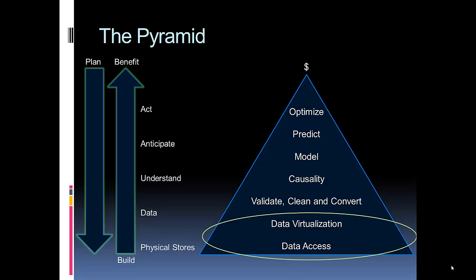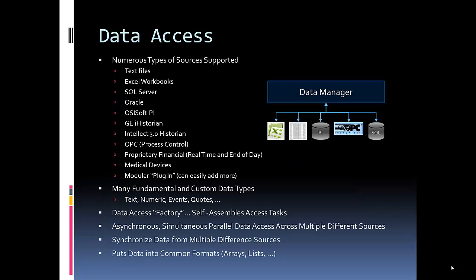So, in this series, we'll talk about the bottom of the pyramid, data access and data virtualization. Now, data access is strictly accessing the data. And data in your organization can be found all sorts of places. And therefore, within the Intellect architecture, we support all sorts of data sources.